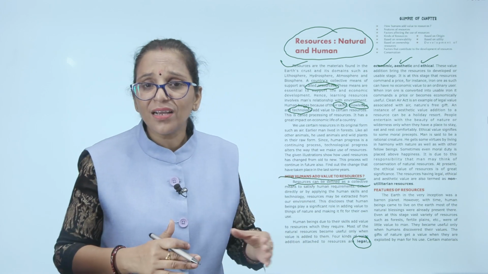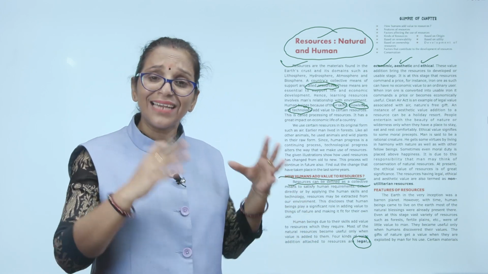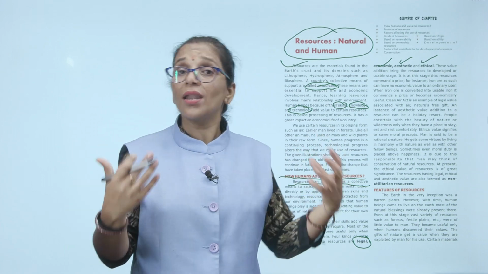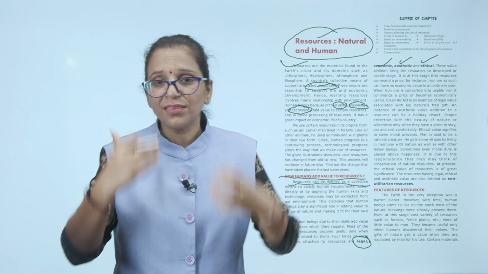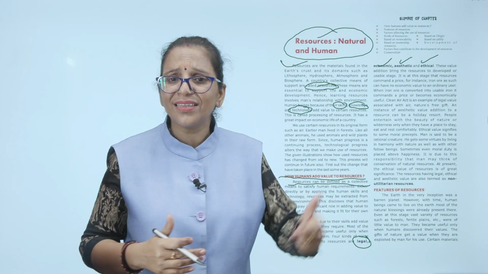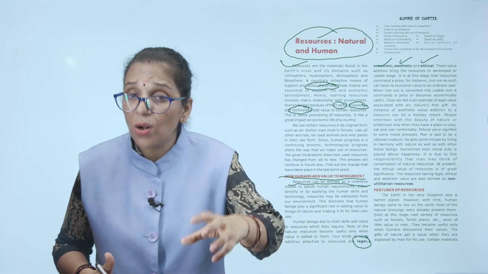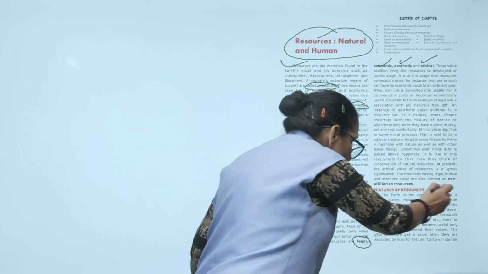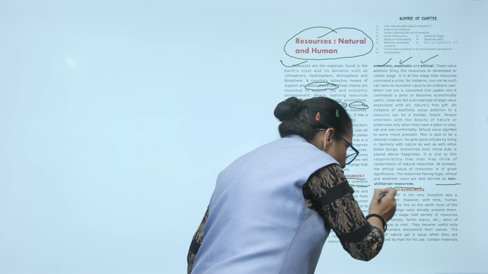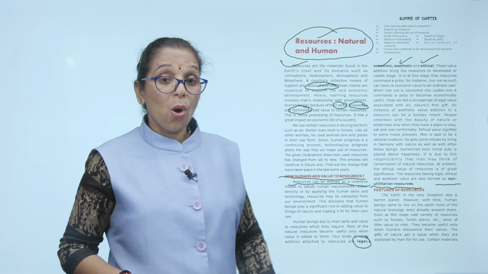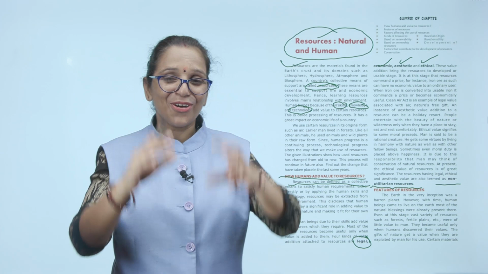At present, the ethical value of resources is of great significance because we are not applying this. The resources having legal, ethical and aesthetic value are also known as non-utilitarian resources. Now we are discussing the features of resources.